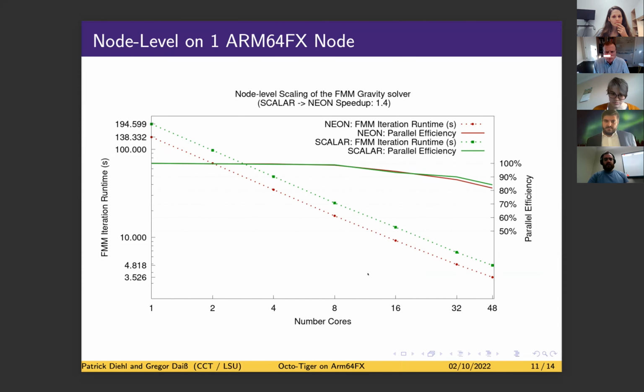So basically vectorization sort of works, and parallel efficiency is usually between 80 and 90%. So it's doing all right for that, given that we have not yet optimized it at all for the platform.